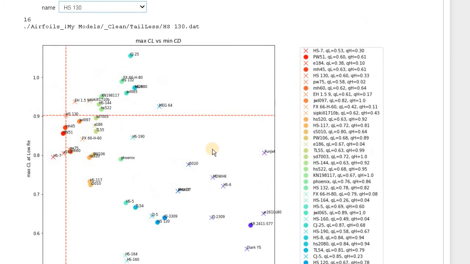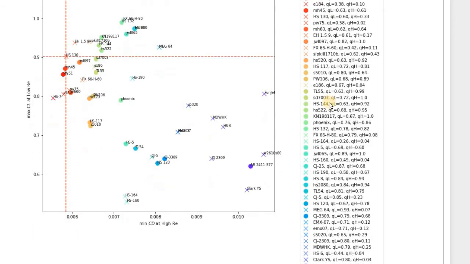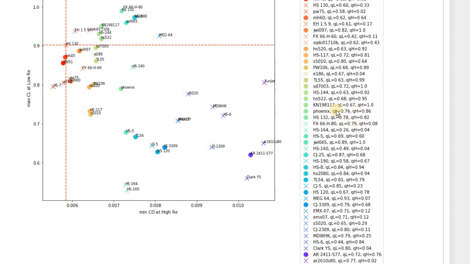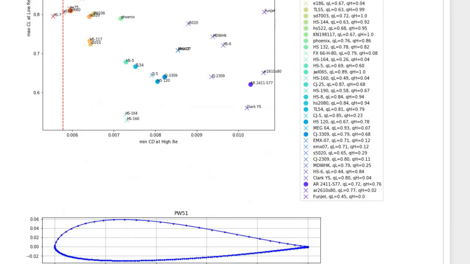Okay, so now we have this graph, and we have all the airfoils plotted on the same figure, and you can choose the stable ones. On this graph we also have the quality factor displayed. The quality factor is for the low Reynolds number and the high Reynolds number. So you can see how stable this airfoil is. The higher this quality factor is, the better the airfoil is. And there is one more thing.